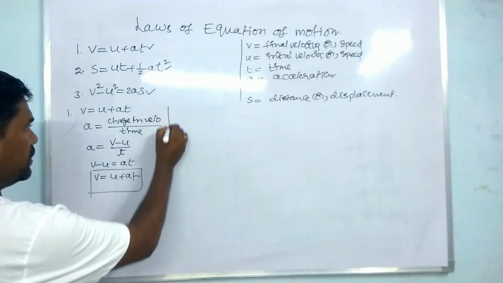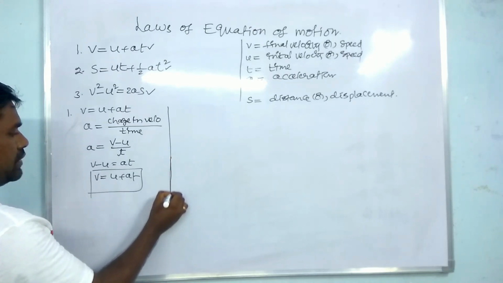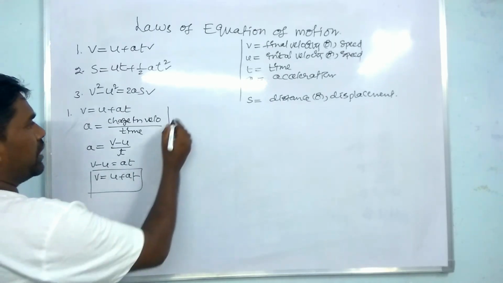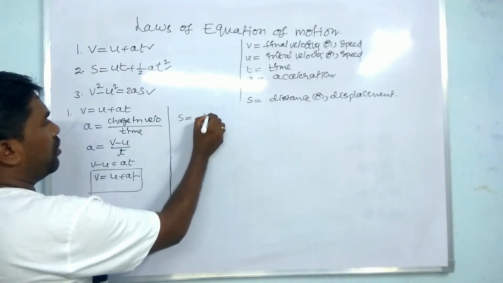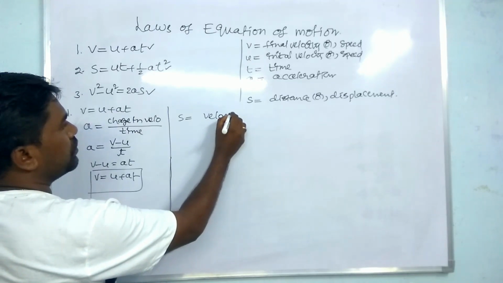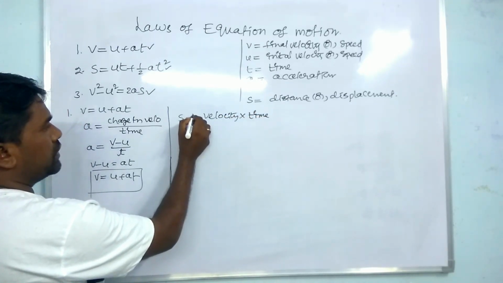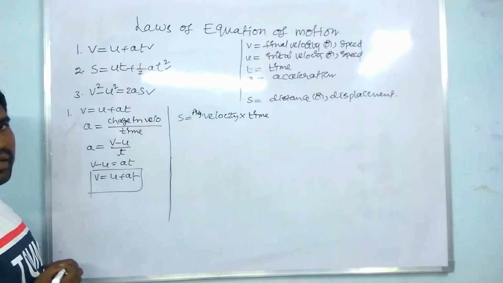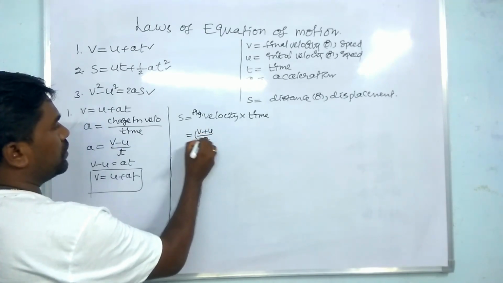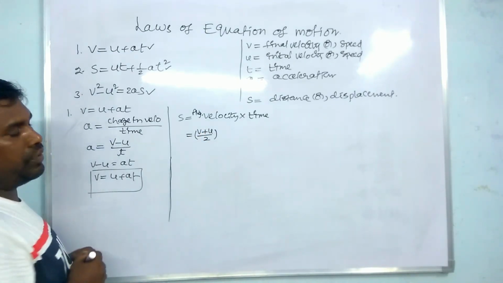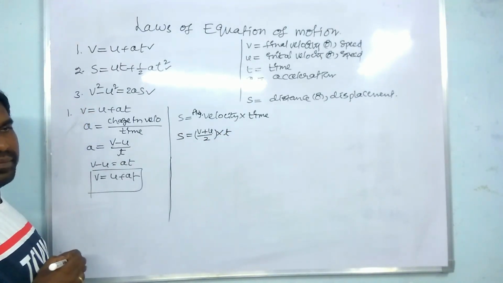So this is the derivation for V is equal to U plus AT from the acceleration. And now let us write how we can derive S is equal to UT plus half of AT square. From this we can write the distance S is equal to velocity into time taken. Which type of velocity? That is average velocity. Average velocity is nothing but V plus U by 2, that is the mean velocity, into time t. That is the S here.